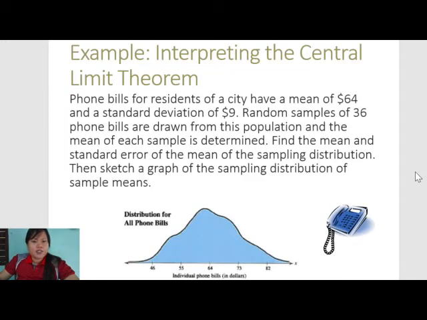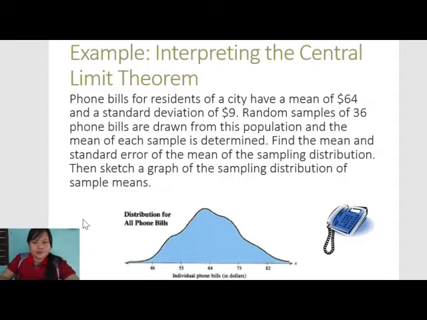Another example is one. The phone bills. Phone bills for residents of the city have a mean of 64 and a standard deviation of 9. Random samples of 36 phone bills are drawn from this population and the mean of each sample is determined. Find the mean and standard error of the mean of the sampling distribution. Then sketch a graph for the sampling distribution.